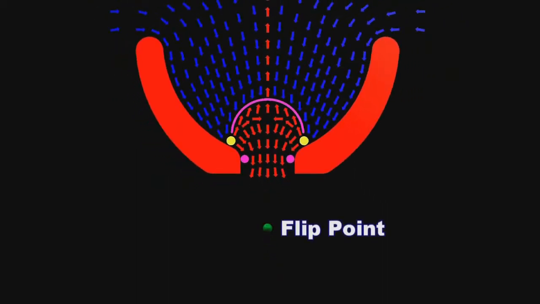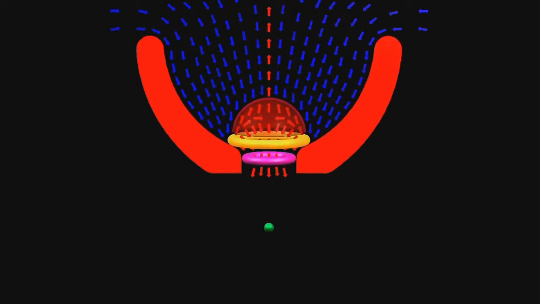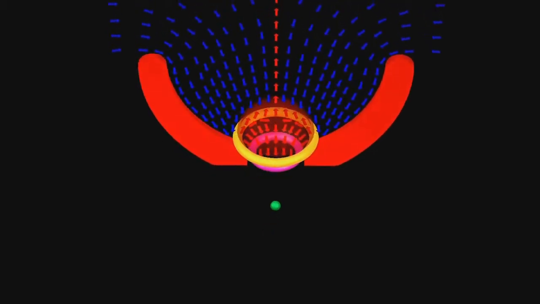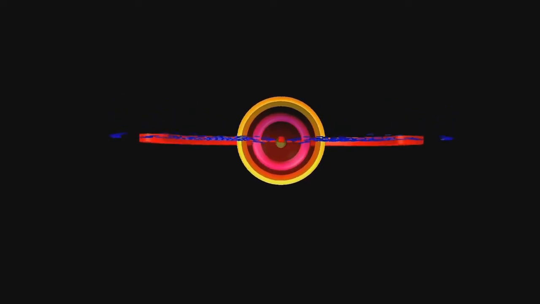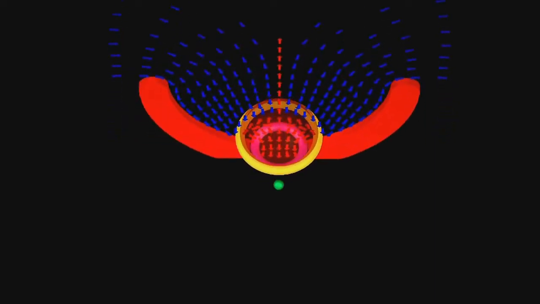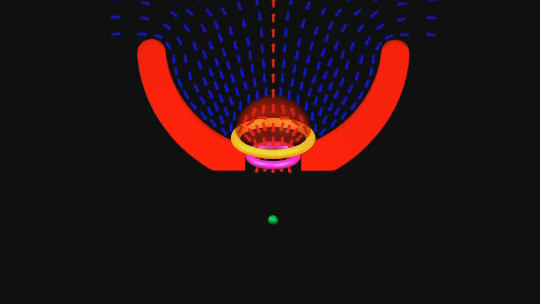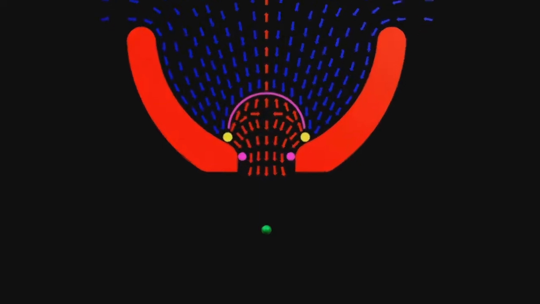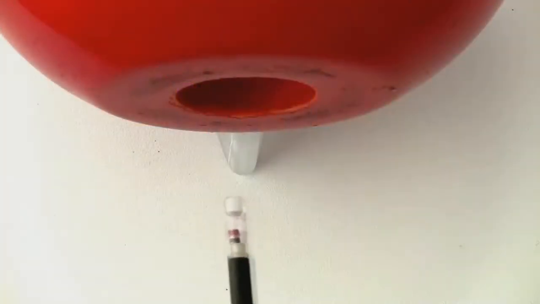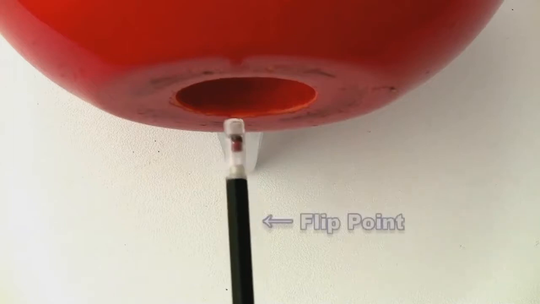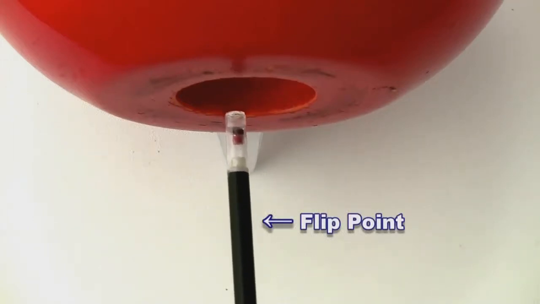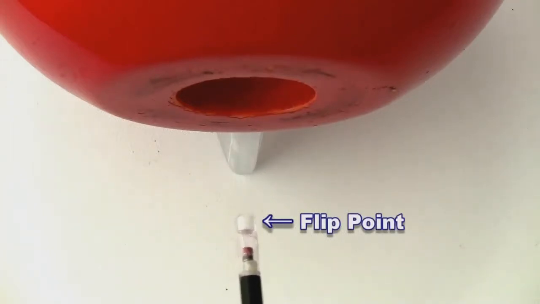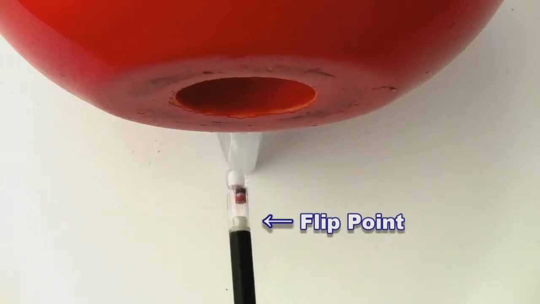Now we are going to take a look at another magnetic substructure that exists below the bottom of the magnetic bowl. I refer to this area as the flip point. The flip point is in line with the axis of the bowl. Here we see the microcompass being used to show how the flip point flips the magnetic orientation of matter at the flip point.